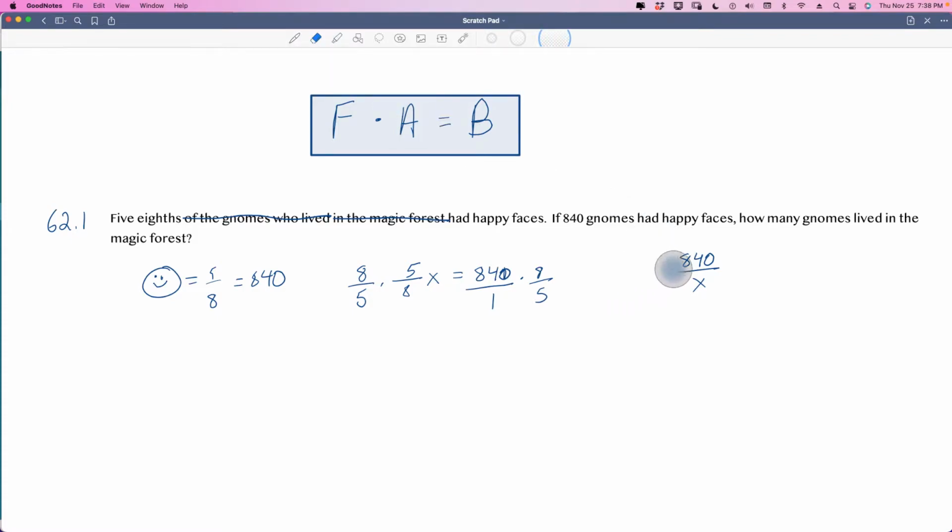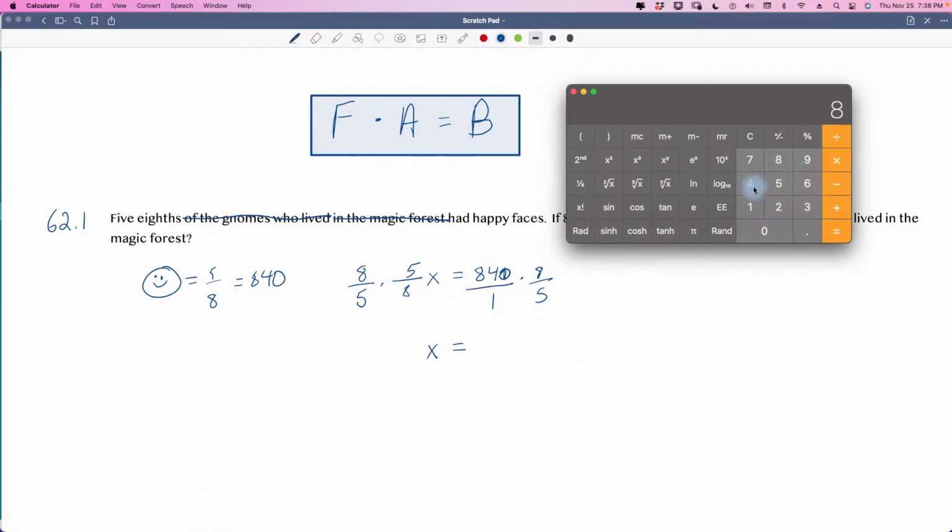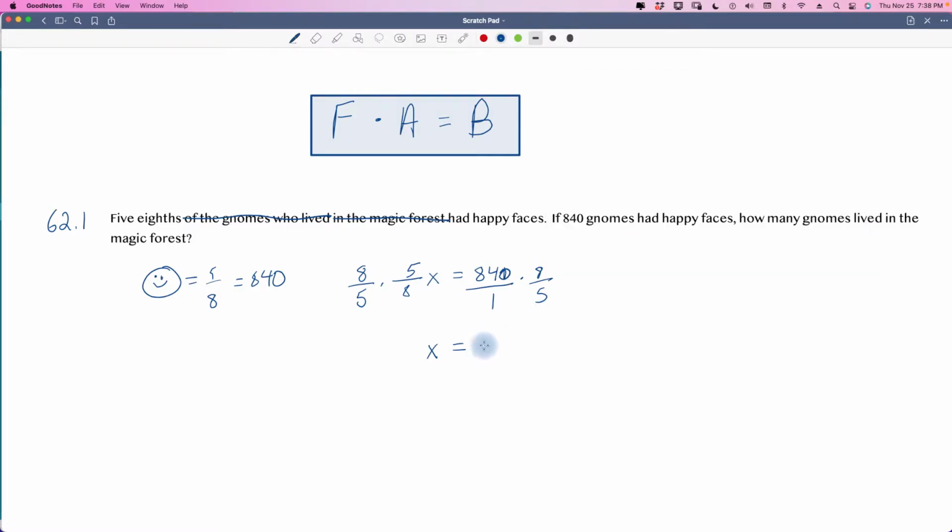I'm going to erase this just momentarily, just so we can focus on this one. So we know that this reduces, these cancel out, and this is x all by itself. All right, so now let's figure out what this is. So 840 times 8 is equal to 6,720. 1 times 5 is 5. So we divide that by 5. We get 1,344.